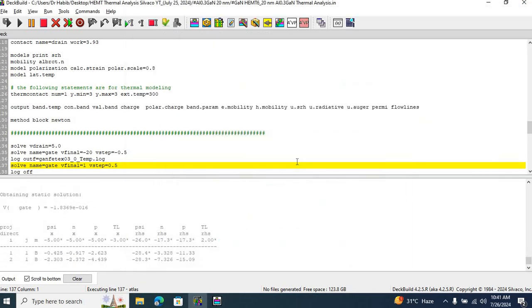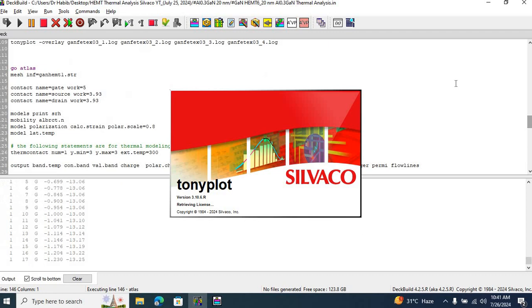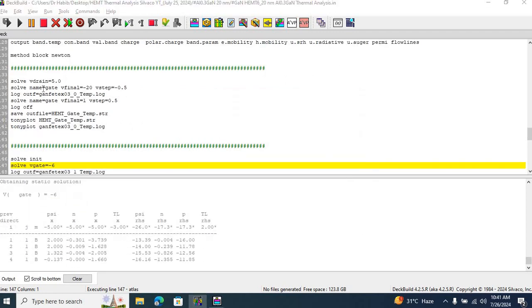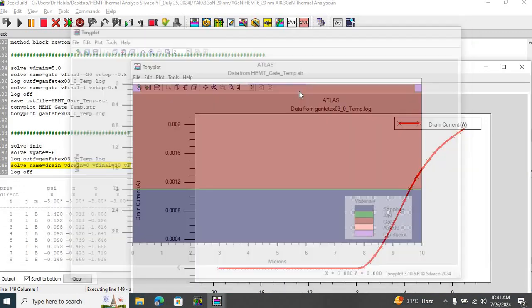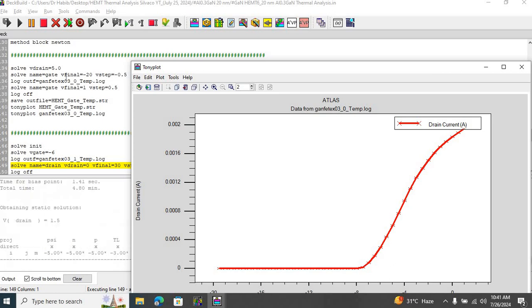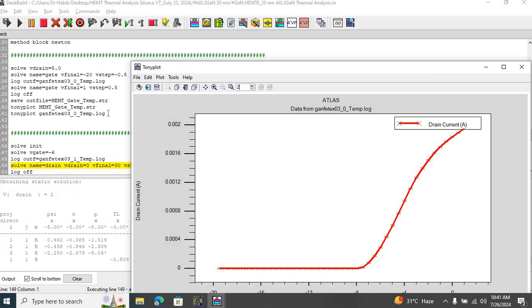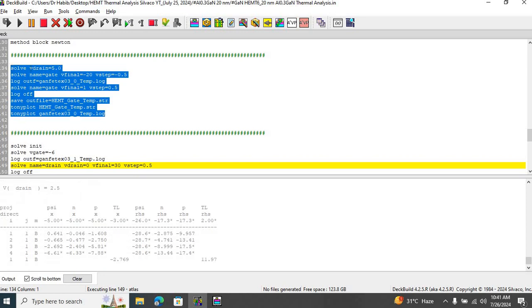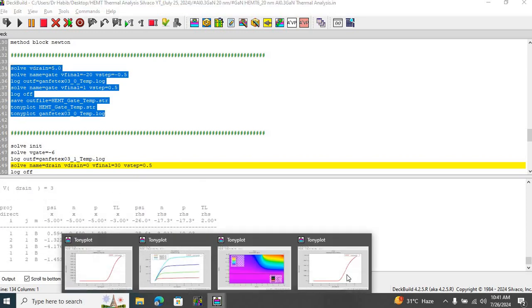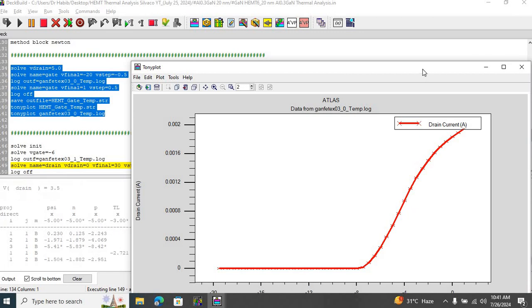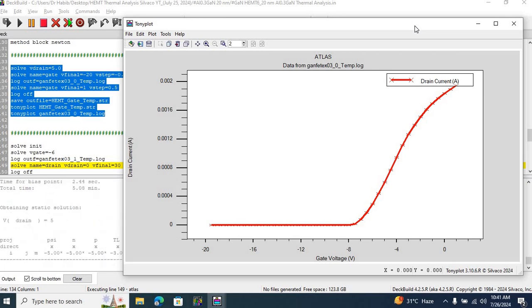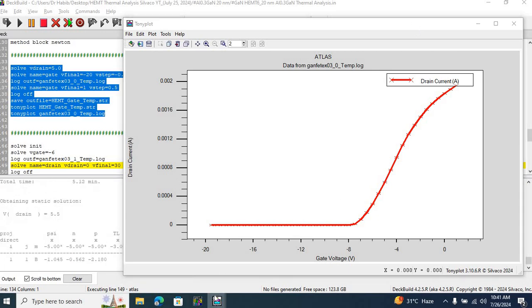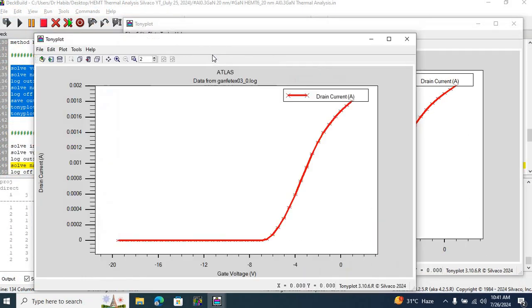And now that we have seen these family of curves, the program has started running the final module. It has run the drain current versus the gate voltage characteristics, this block, at a drain voltage of 5 volts under heating now. So if you compare these two, let us bring these two side by side.